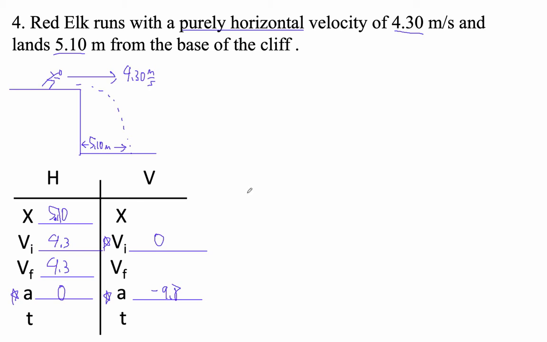All right. Okay, so I can do nothing in the vertical direction, by the way. I only know two things. But I can do something in the horizontal direction. So let's do horizontal. Remember that v is just x over t, so therefore t is x over v. So the time is 5.10 divided by 4.3.